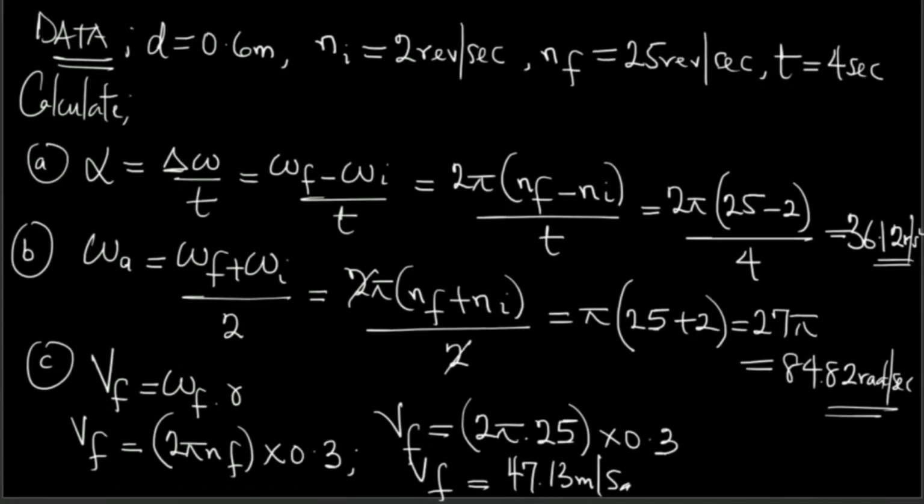Just put the time there. Remember, it takes 4 seconds for the wheel to rotate from 2 rev per second to 25 rev per second. That time is given already, so they are just repeating the time again. But sometimes they might change the time, like after 5 seconds or 6 seconds, and then you have to recalculate again. But in this case, 4 seconds is what we are working with. And we've already been given the final rotational frequency to be 25 revolutions per second, so we just use it the way it is here.